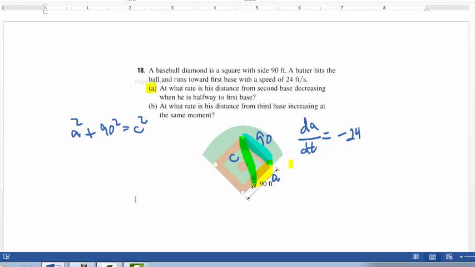And for part A, of course, we want to find how fast his distance from second base is decreasing. So in other words, we want to find dC/dt when he's halfway to first base. So he's halfway to first base, he's gone 45 feet, he has 45 feet left, so really when A equals 45.